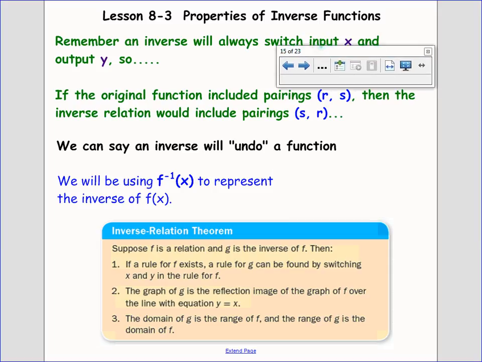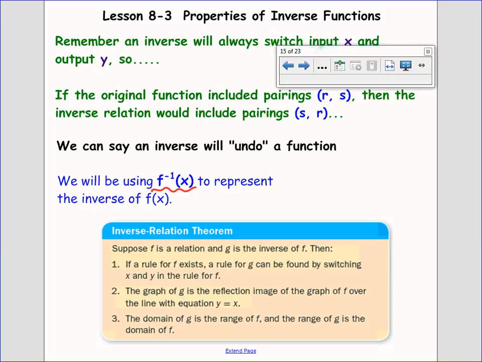We'll be using f inverse to represent the inverse of f of x. And so this notation right here, with that little f and then -1 superscript of x, is read f inverse of x. It does not mean an exponent. It's not raising to the -1 power. It's not a reciprocal. It's not a flipping of a fraction. It's just read f inverse as the notation.